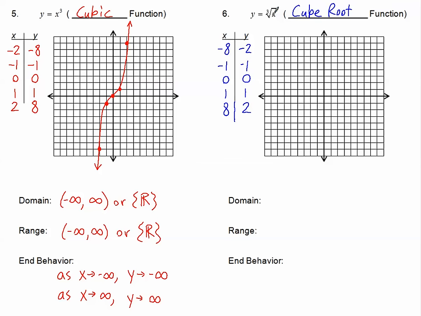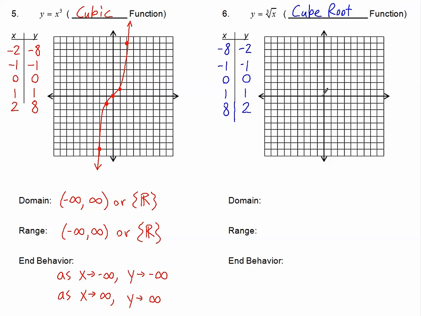I can put a 5 in here if I want to, but I don't know, without a decimal approximation, what the cube root of 5 is. So I'm not going to put a 5. I'm going to skip from 1 all the way to 8. Now let's plot these 5 points and see what the cube root function looks like.